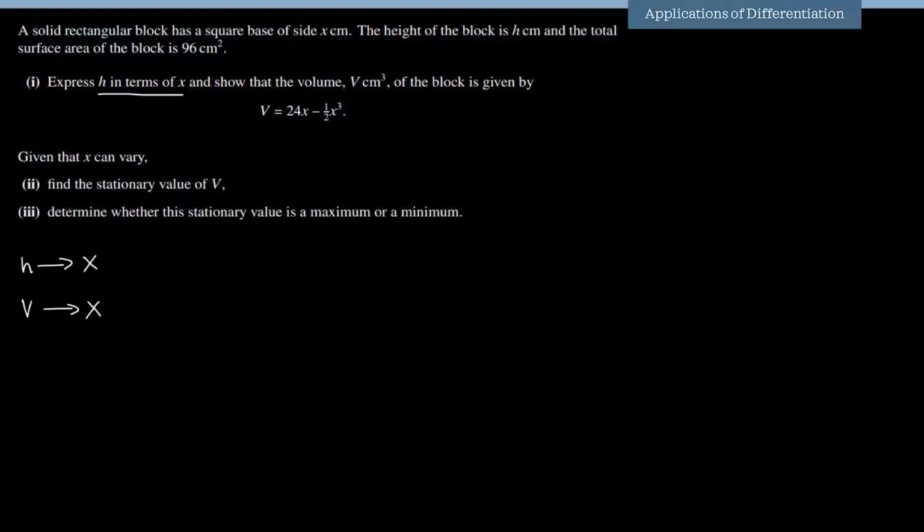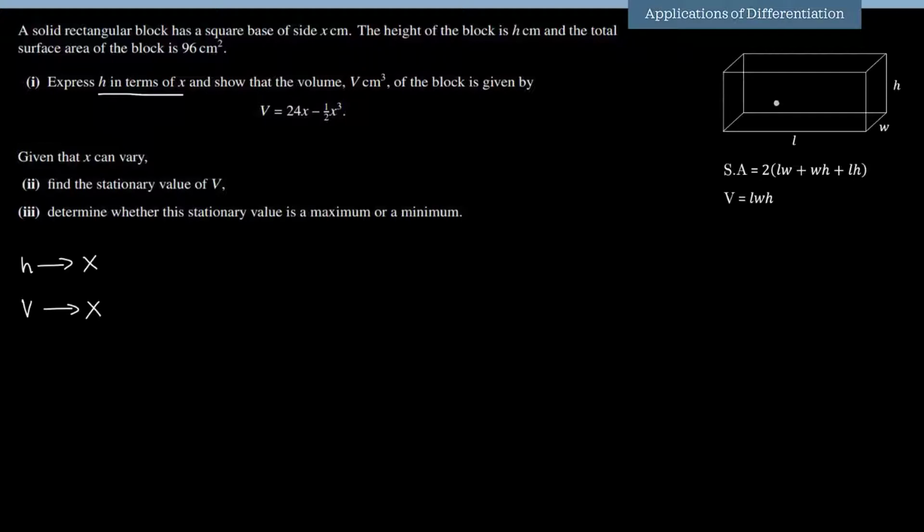Now if I open my formulas, this is what a solid rectangular block looks like. This is the formula for surface area and this is the formula for volume. Now it is told that the base is square and the sides are x on the base. So the length is x and the width is also x. And then it is told that the surface area of the block is 96 centimeters squared.